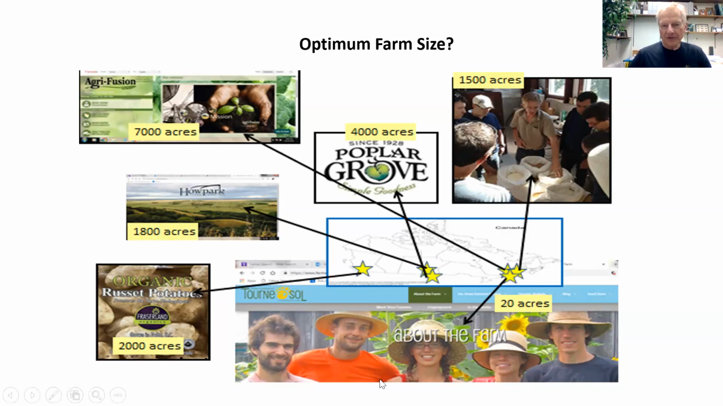This 20-acre farm to me is fascinating. It actually supports three families. They grow vegetable seeds. They also do seminars and do education. And they rent the land from this farm.